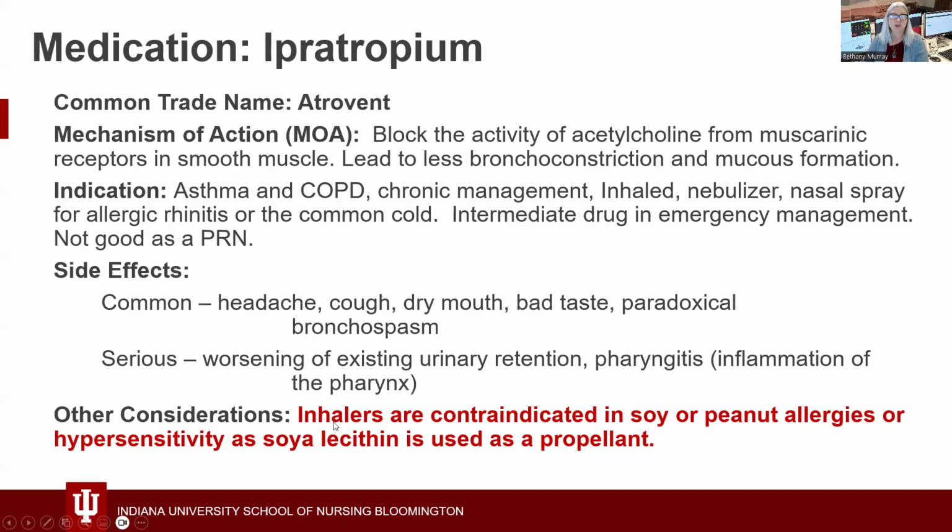Okay, inhalers are contraindicated. I guess I should say this inhaler, ipratropium inhalers, are contraindicated in soy or peanut allergies because soya lecithin may be used as a propellant. So it's important if someone has a soy or peanut allergy that they investigate the metered dose inhaler that they're using and make sure that it doesn't use soy lecithin, soy protein in it.